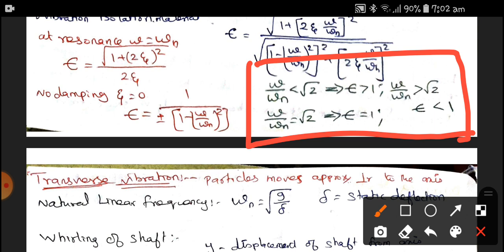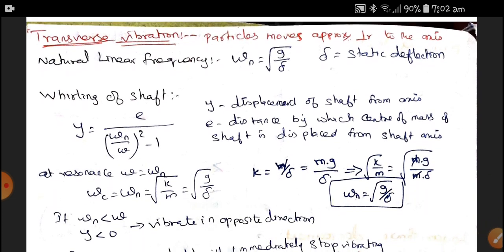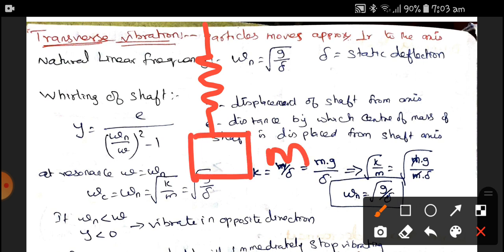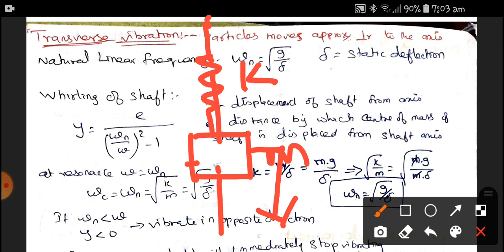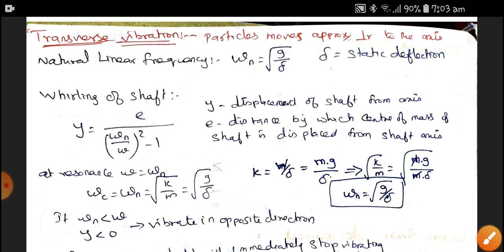I hope that you all understand the linear vibration. Next, we go with the transverse vibration. In transverse vibration, the particle moves perpendicular to the axis. Say I have a spring mass damping system, with this mass and this stiffness. When the motion is parallel to the axis, it is called linear vibration, and when it is perpendicular to the axis, it is called transverse vibration. If my spring mass damping system is oscillating in this kind of motion, it becomes transverse vibration.